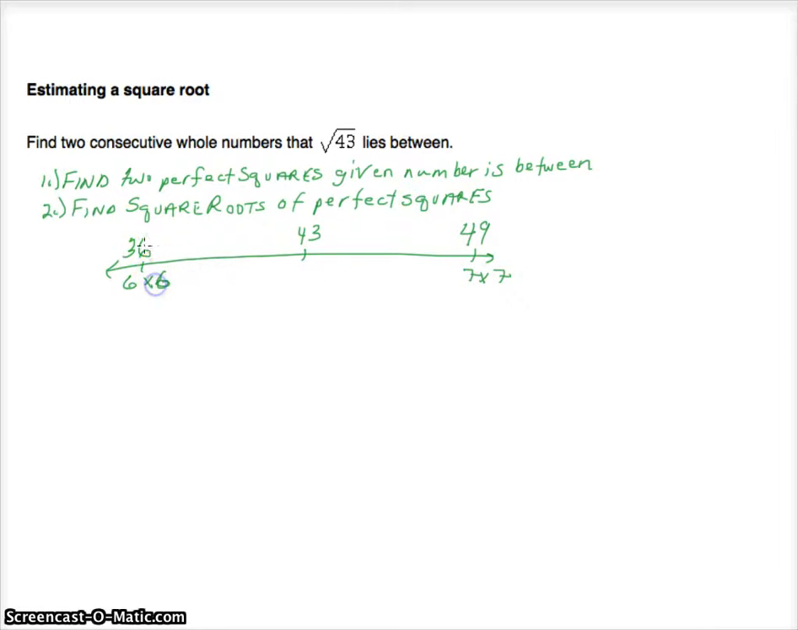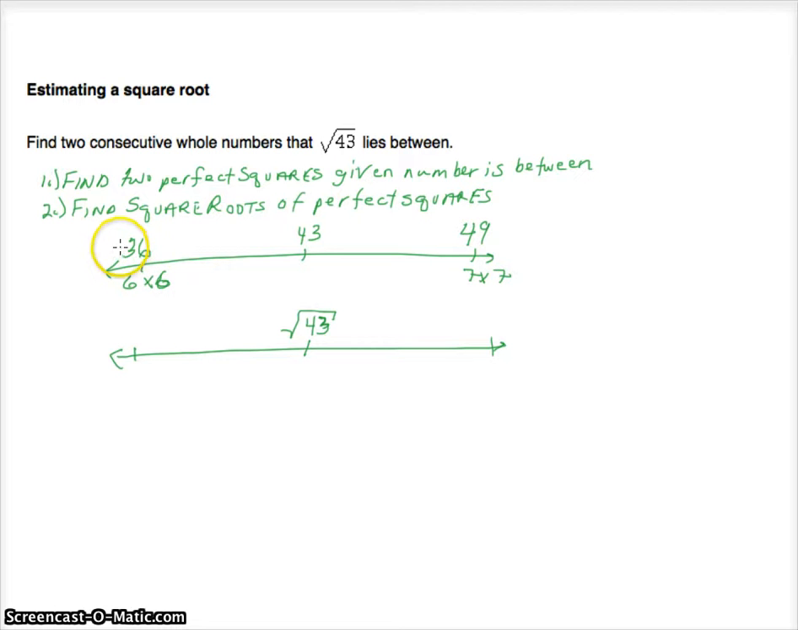But we're not talking about these two numbers. We want to know the square root of 43. So we're trying to figure out what numbers the square root of 43 is between on a number line. Just like 43 is between two perfect squares, the square root of 43 is going to be between the square roots of two perfect squares. So we want to find the square roots of 36 and 49.